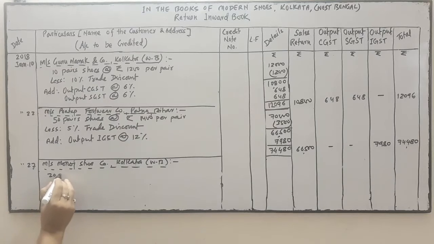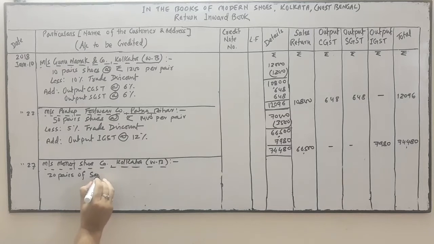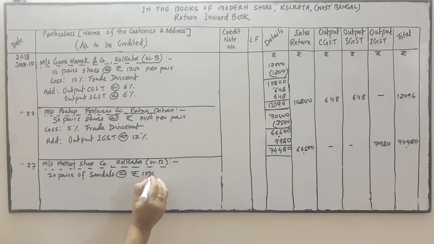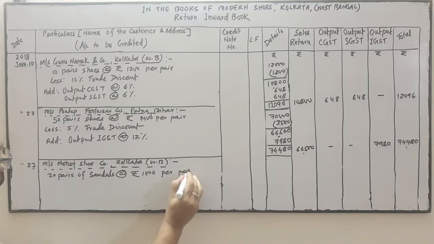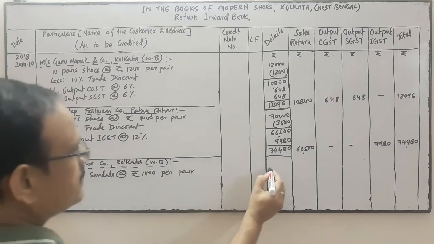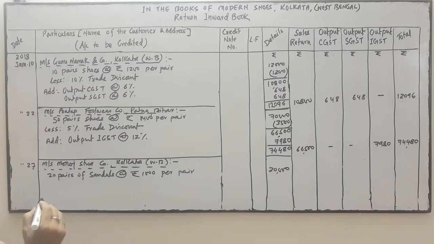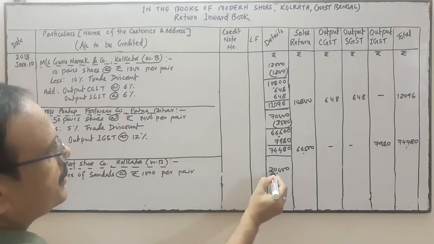He has returned 20 pairs of sandals at the rate of rupees 1,000 per pair. So it is 20,000, 20 into 1,000. There is no trade discount here. No trade discount is mentioned.